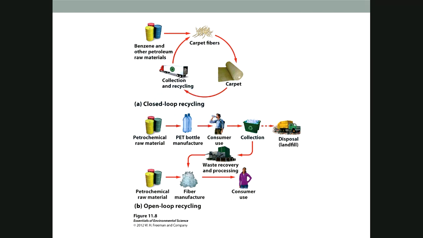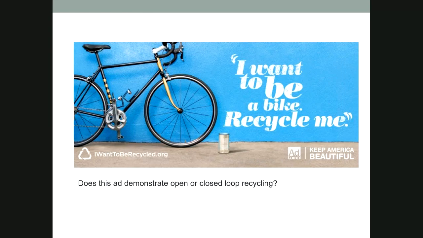You may have seen some of these advertisements on billboards or in the subway. This is an example of open loop recycling. This is that aluminum can saying, I want to be a bike, please recycle me. The aluminum can would be recycled into the aluminum frame of a bike. So this is open loop recycling.